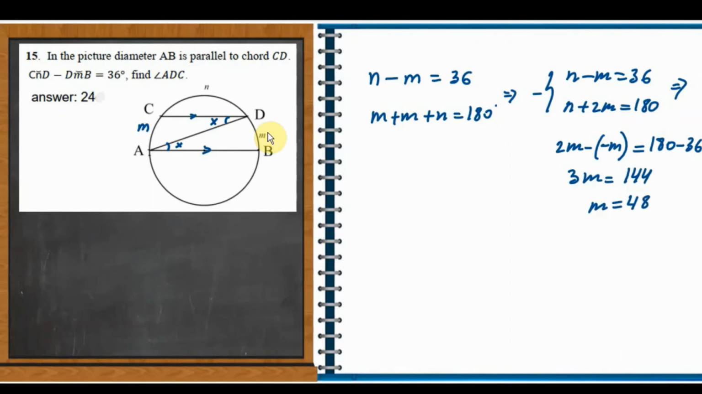M equals 48. Now, we know this is M and we need to find X. X is inscribed angle, it will be 2 times less than M. So 48 divided by 2 is 24. The correct answer is 24.